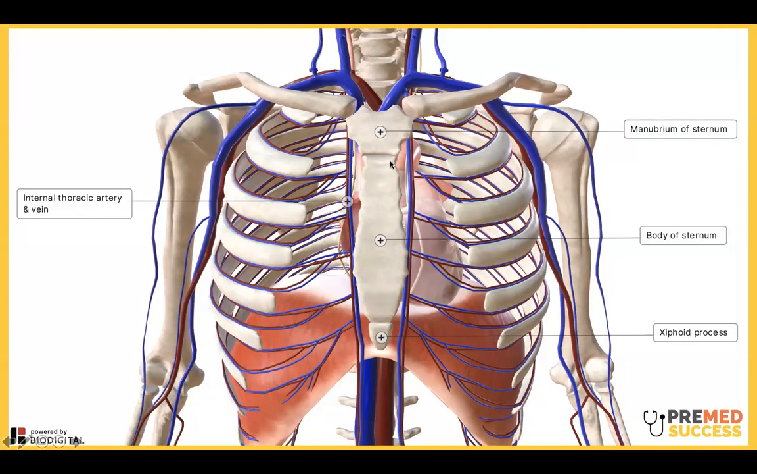And the sternum is a fused bone, much like your skull is fused from many plates. The sternum is also fused from three parts. We have the manubrium at the top, the body in the middle, and the xiphoid process here at the bottom. And just as a note, process basically means sticky out bit.